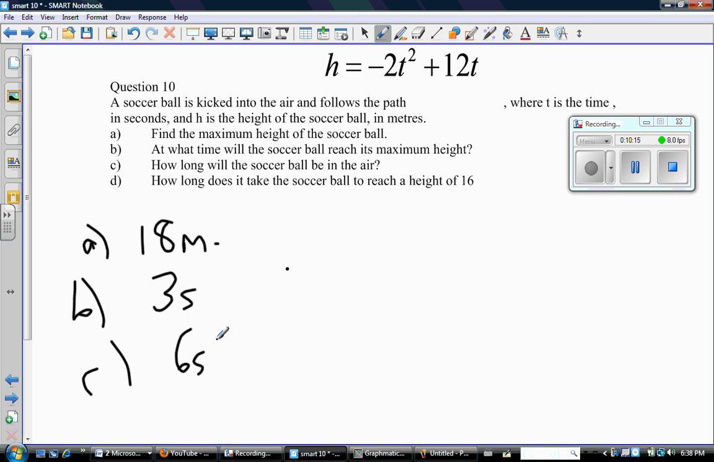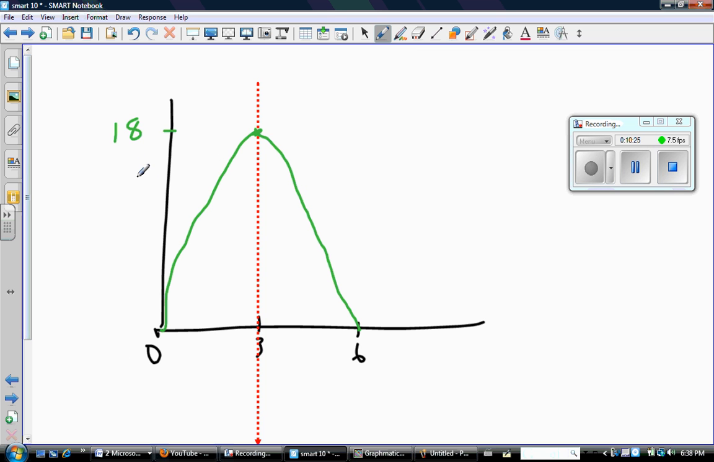So then we have this question. How long does it take the soccer ball to reach a height of 16? So let's look at my diagram. Somewhere right about here is a height of 16. So it'll reach a height of 16 on the way up, and it'll reach a height of 16 on the way down. And I want to know, how long does it take? So at what times does that occur?